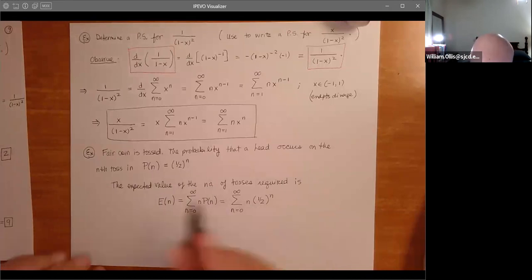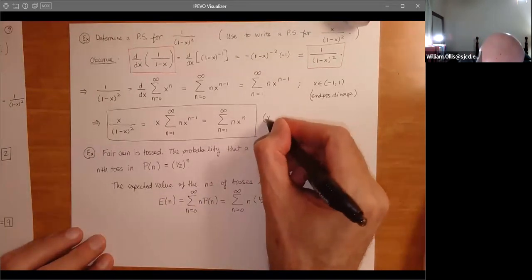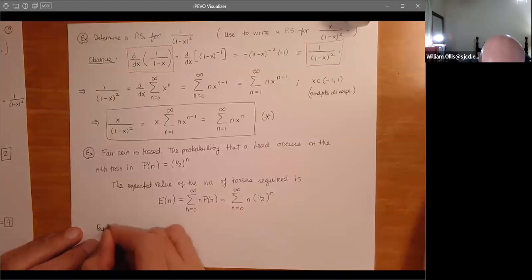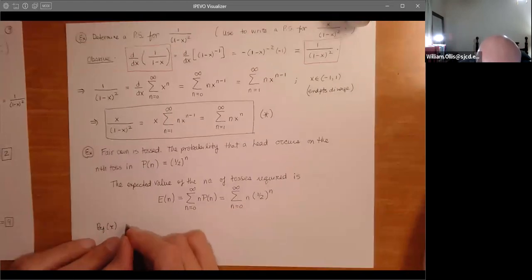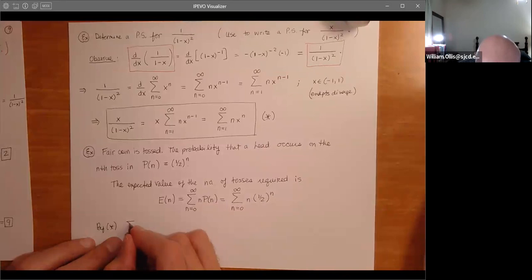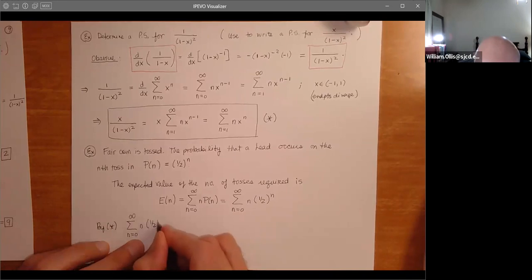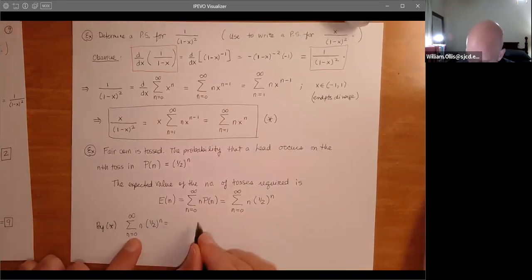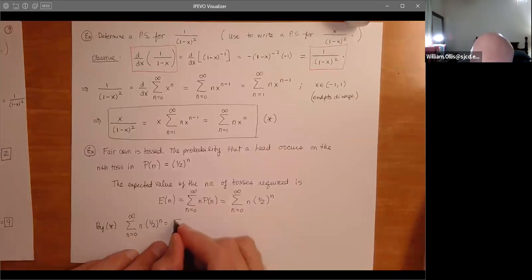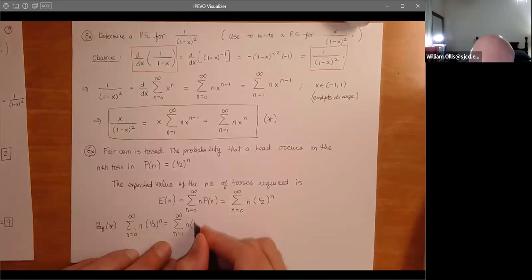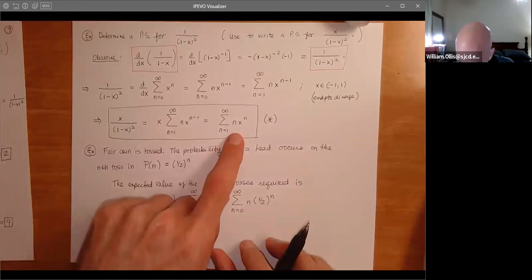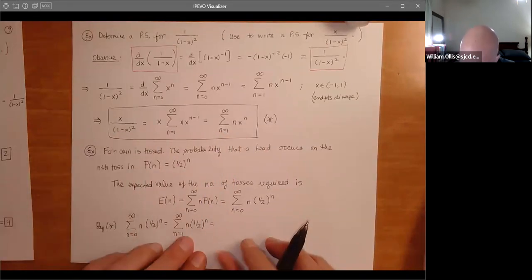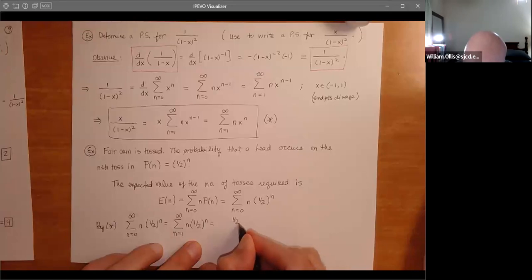So now we can say, all right, well, we can do it. Using this, I'll just say by star, we have the sum n equals 0 to infinity of n times 1/2 to the n. Of course, the n equals 0 term is just 0, so you can just replace this with n equals 1 if you like. They're still equivalent, there's no difference. So now we've got this formula, and then we have the value of x. So this will equal 1/2.